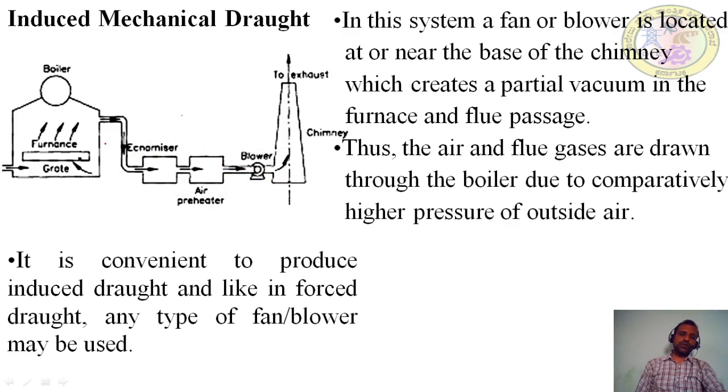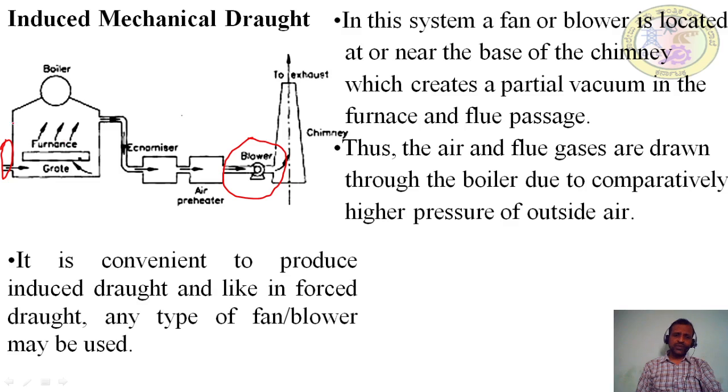So in the figure here, if you remember the previous figure in the forced mechanical drought, this blower was placed before the furnace here. But in this induced mechanical drought, it is placed between the before the chimney, right? So that is the difference between the forced mechanical drought and induced mechanical drought, right?